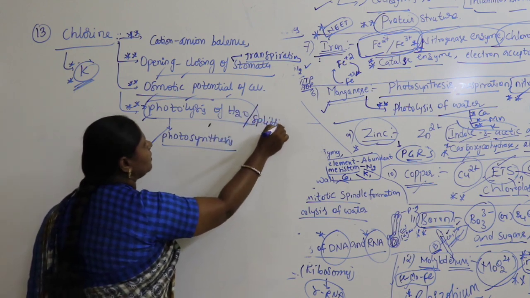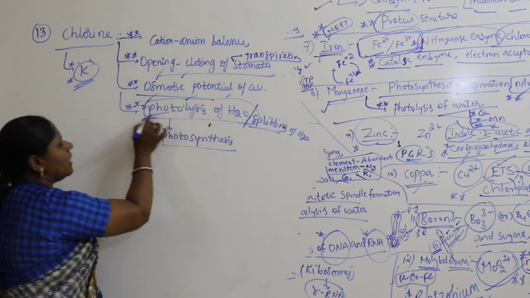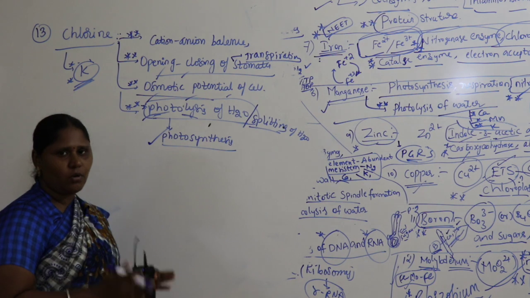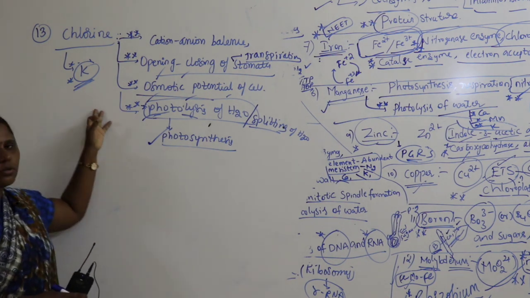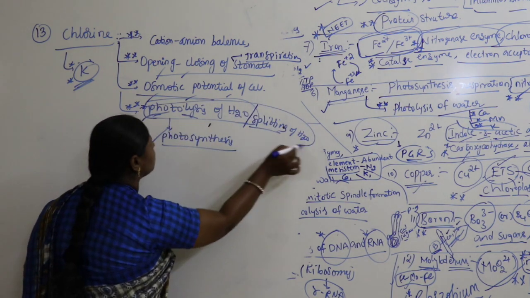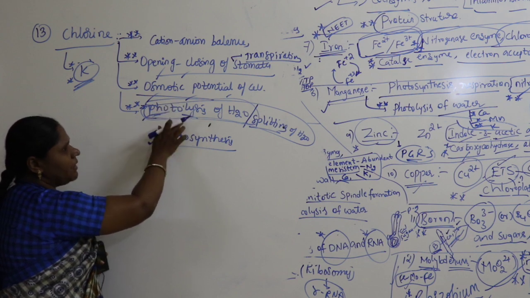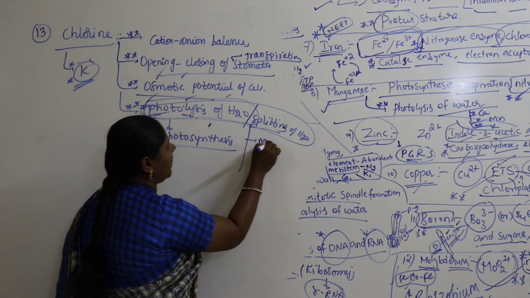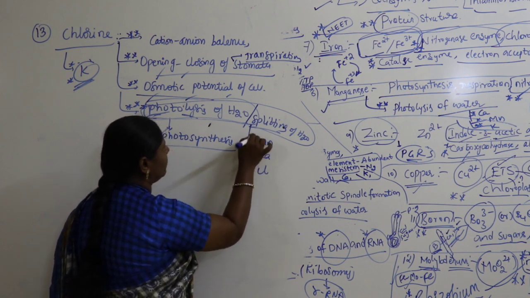So here the splitting of water we also call photolysis, because in the presence of sunlight there is a lysis or breakdown of water which occurs with a combination of a few elements. Especially if the question comes, what is the question? Which are the elements which play a vital role in splitting and photolysis of water, you have to remember manganese, calcium as well as chlorine.